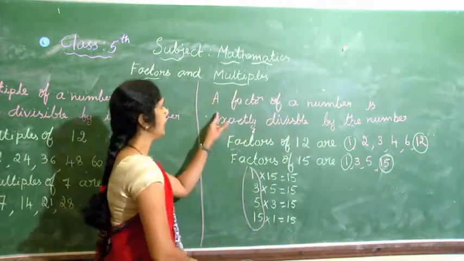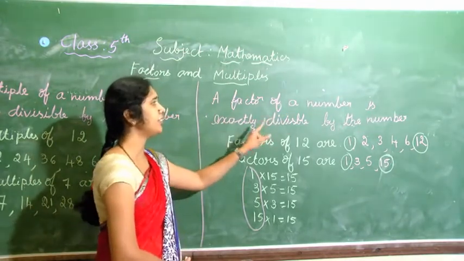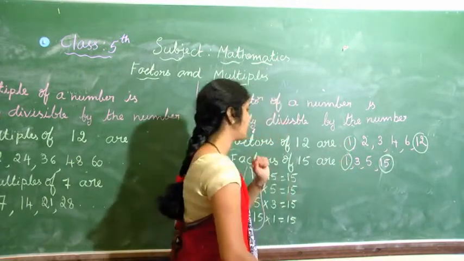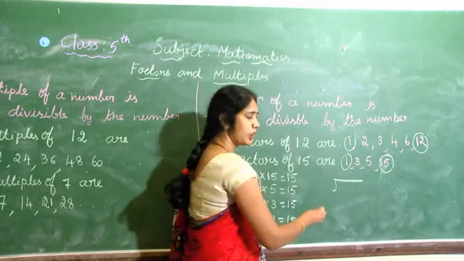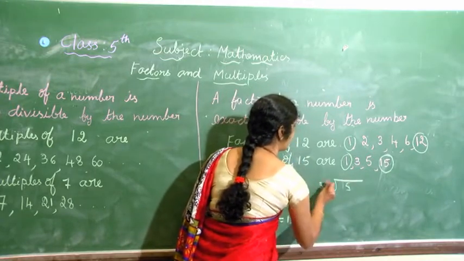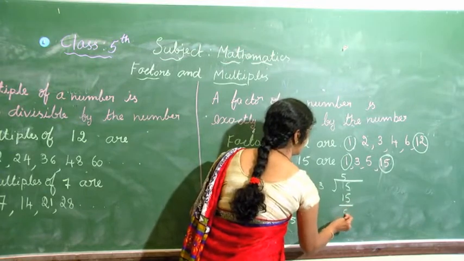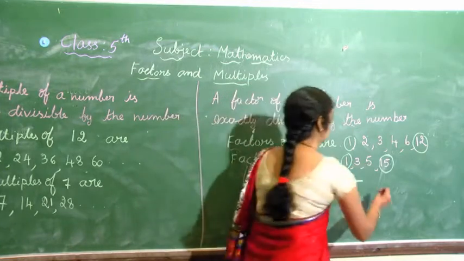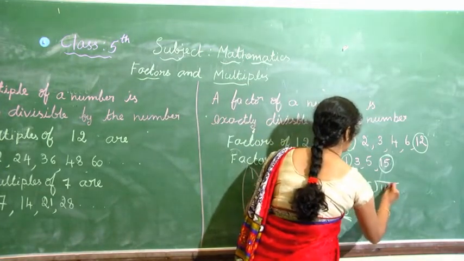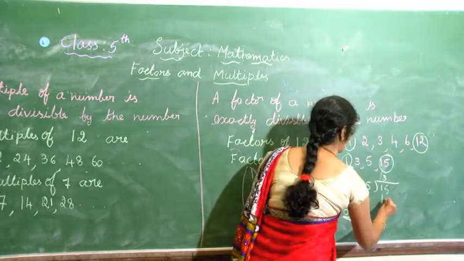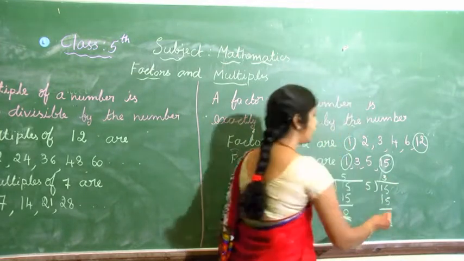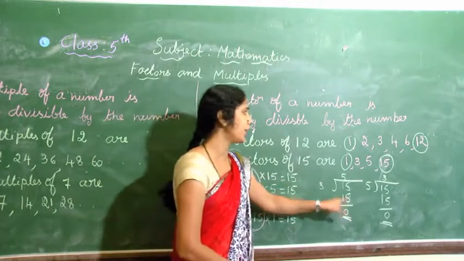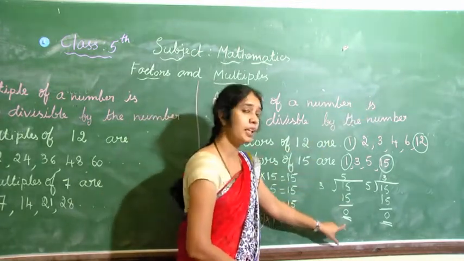See, a factor of a number is exactly divisible by the number. See, here 3, 5, 15, 1 are the factors of 15. When I divide here, you can observe that I will get remainder 0. So 3 is a factor of 15. Here also see, when I divide by 5, 3 fives are 15. Remainder is 0. The thing is, a factor of a number is exactly divisible by the number. Exactly divisible by the number means the remainder should be 0.